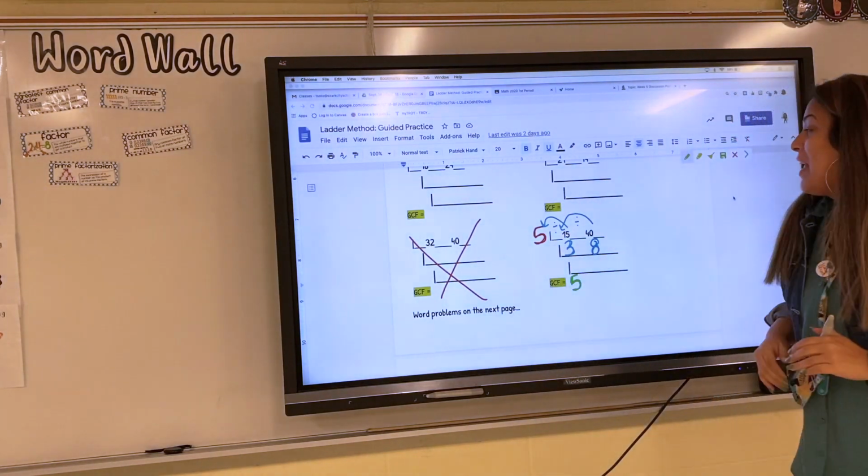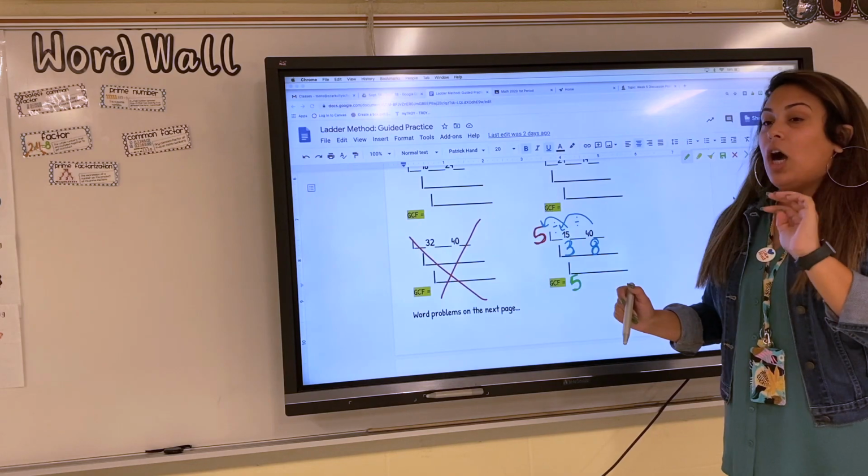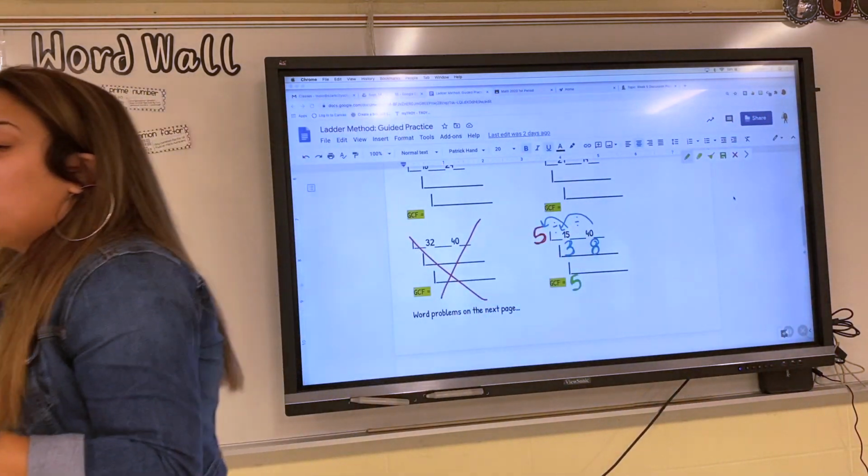So, okay, great. So now, there are 2 word problems at the bottom, or on the bottom for me.